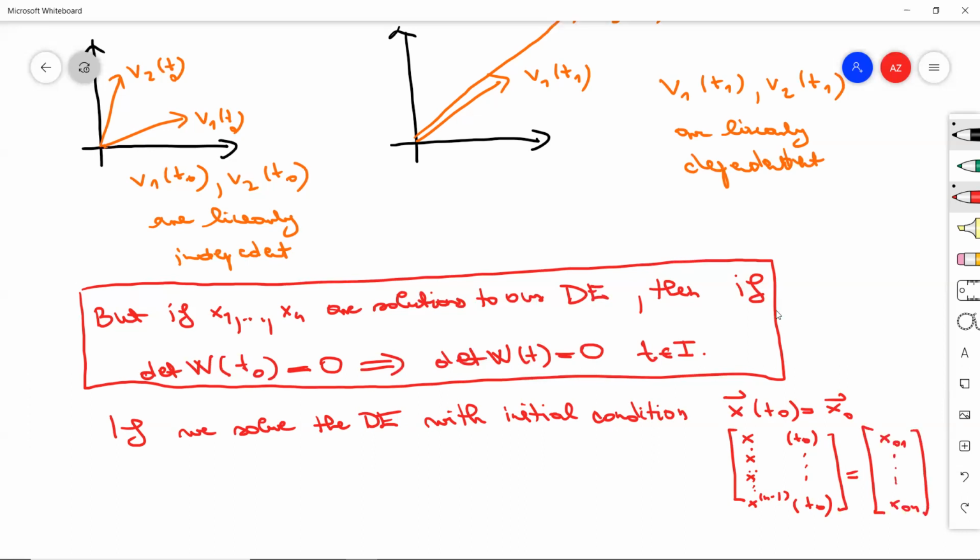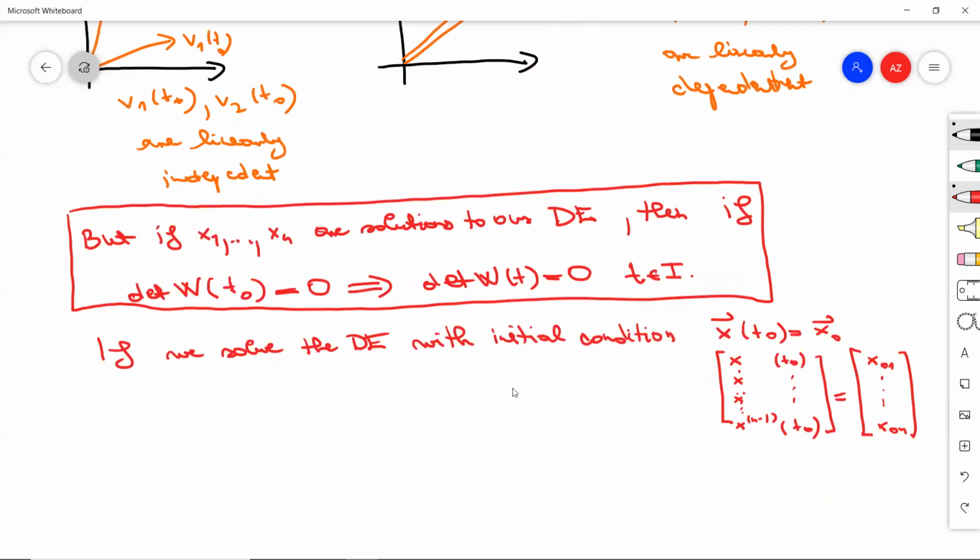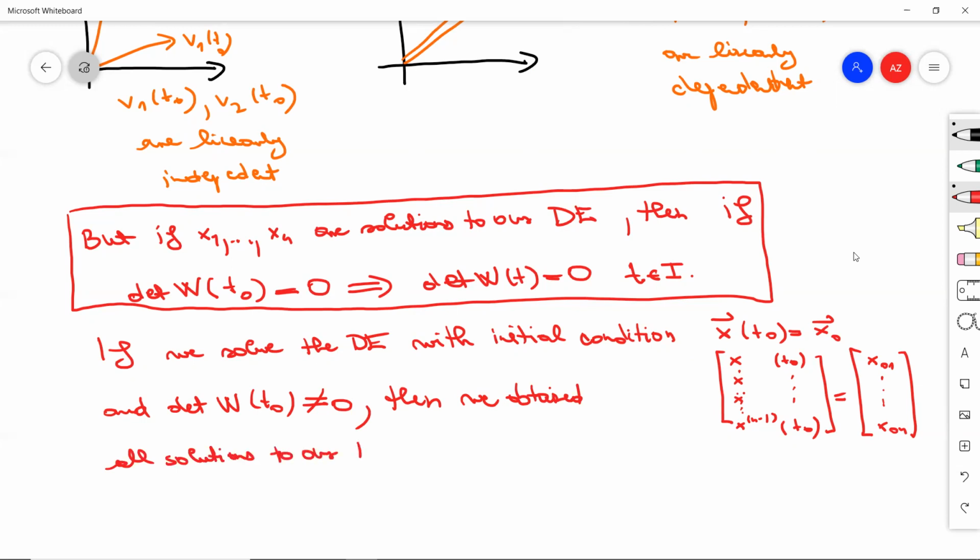And if we find n solutions and then compute the determinant of the Wronskian, and if it's non-zero, then we really obtained all solutions to our differential equation without this initial condition. If the determinant of the Wronskian is non-zero, then we obtained all solutions to our DE. Otherwise, some are missing.